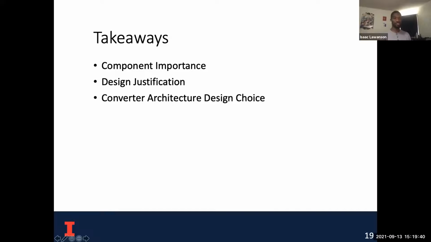So our main takeaways from the sensitivity analysis were component importance, obviously noticing that the active switches and the diodes play a very important role in the design of the converters. And if we can get components of the best quality, then we will have a more reliable and more available converter. And design justification, just proving that the architecture that we designed is better than the existing alternative, and choosing one in particular, obviously the proposed architecture with bypass structures, because it outperforms both the baseline and the proposed architecture.